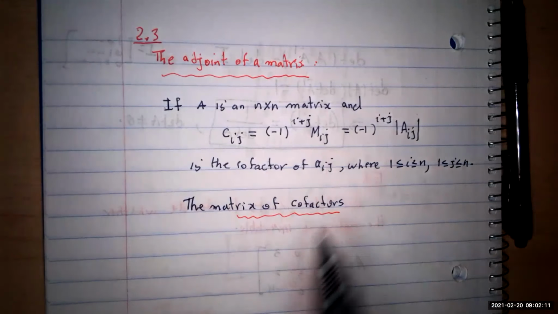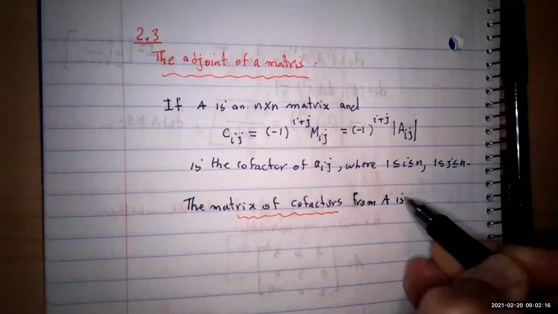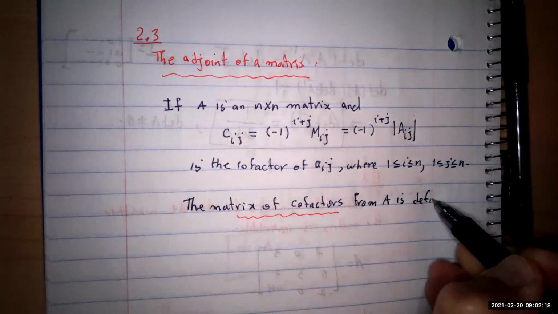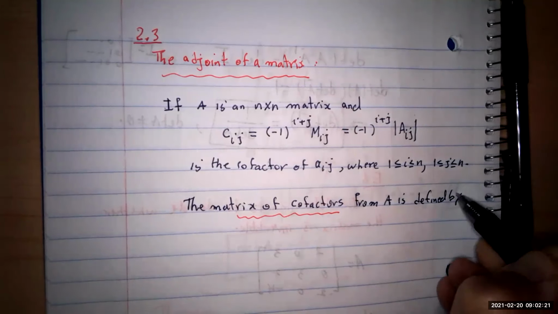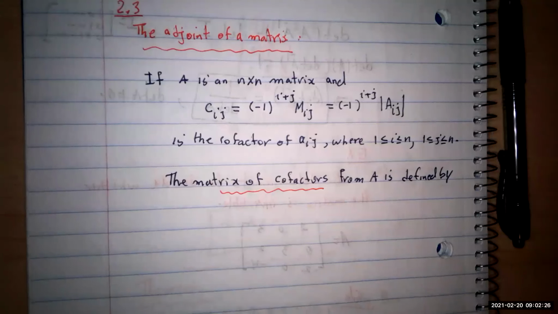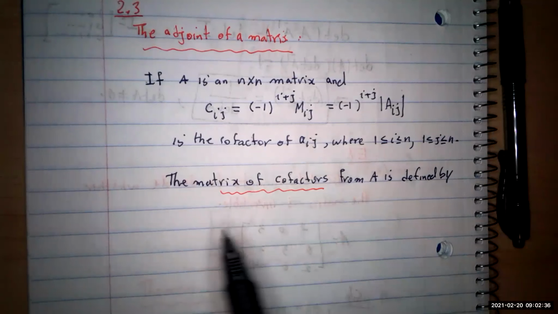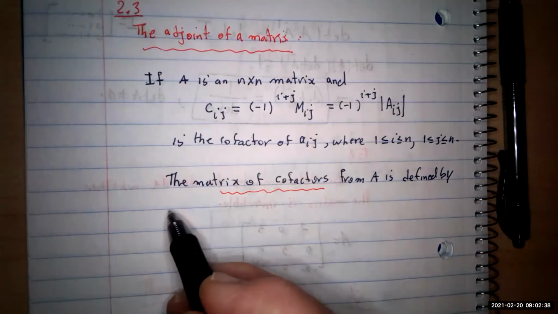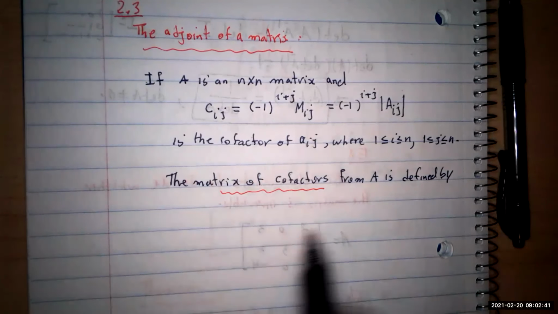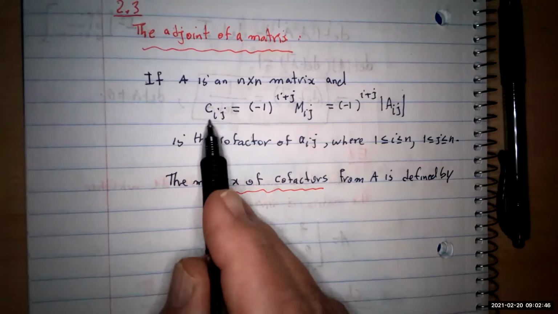Cofactors from A is going to be defined by a matrix whose entries are going to be Cij. So the entries are going to be Cij's, and this is defined by the cofactors. Let's define that matrix.